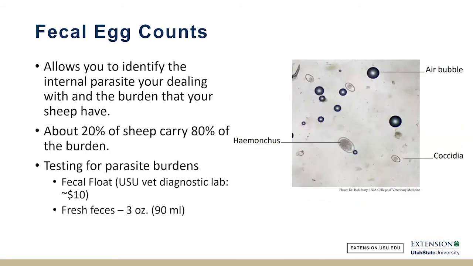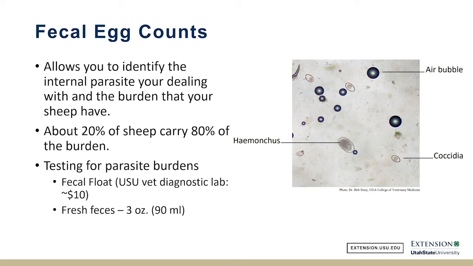So how can we tell what kind of internal parasite we're dealing with? One of the things that we can do is called fecal egg counts. We take a sample of feces, or sheep poop, and particularly we want fresh feces. We put it under a microscope and count how many eggs there are, and we also look at what type of eggs there are. So doing a fecal egg count gives us a good identification of what type of internal parasite we're dealing with and what kind of burden they actually have.